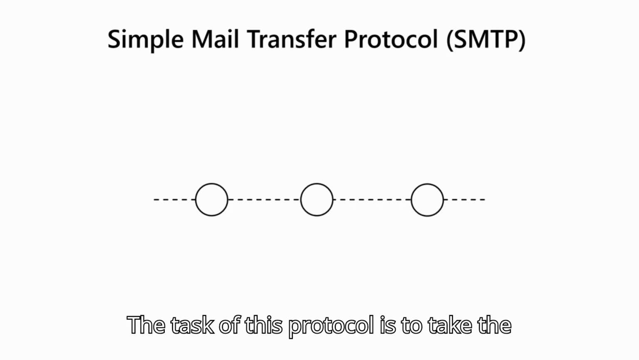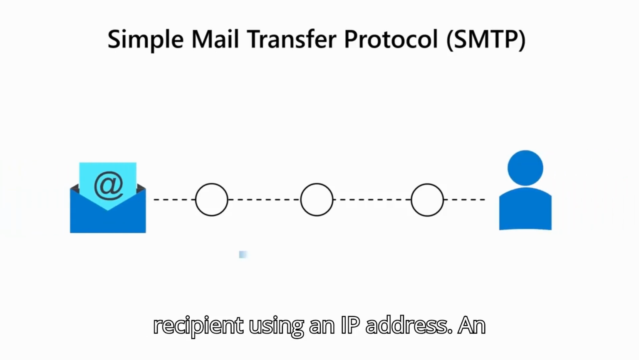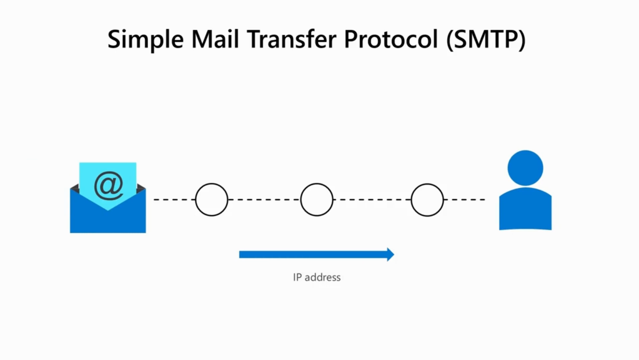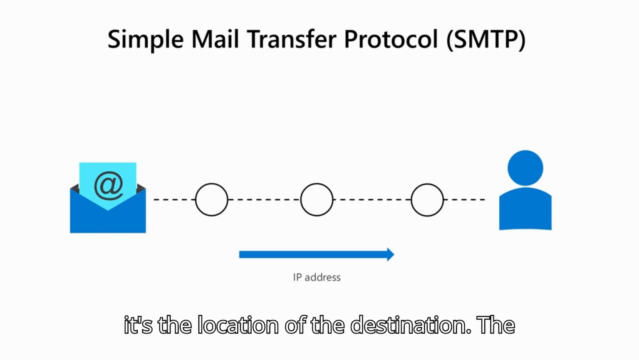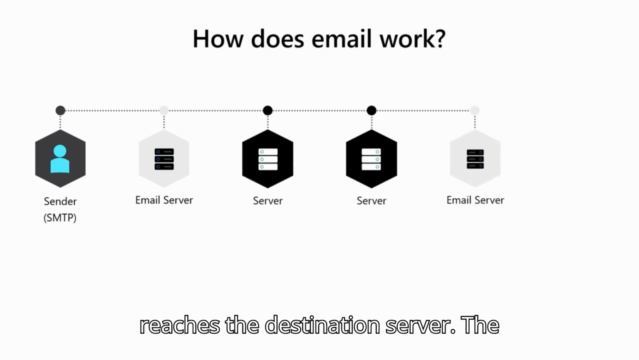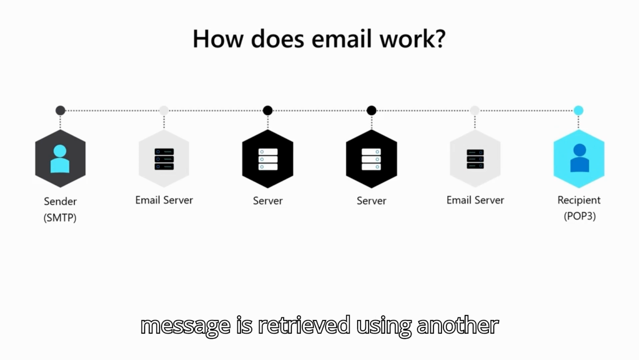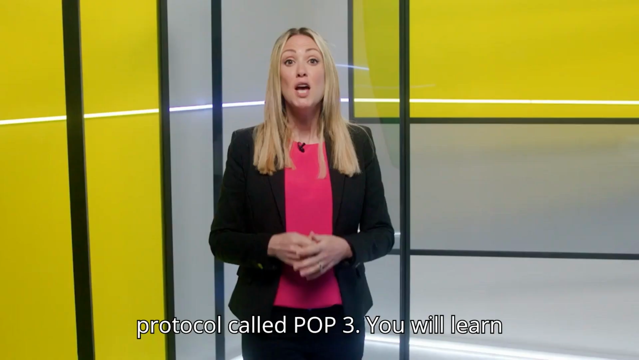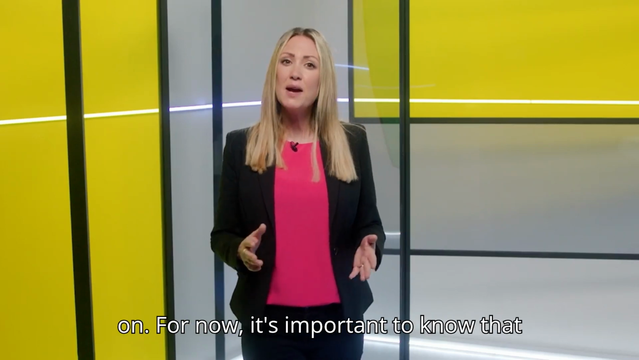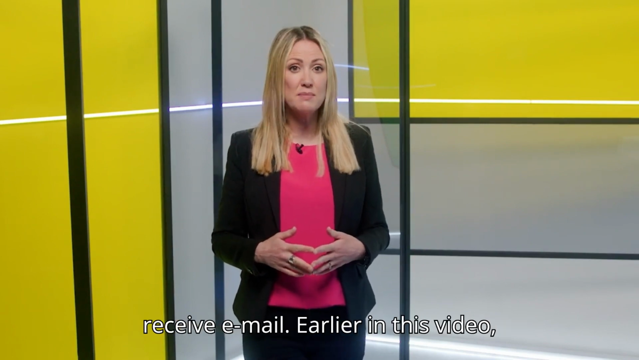The task of this protocol is to take the mail from the sender and direct it to the recipient using an IP address. An IP address is much like a postcode. It's the location of the destination. The email bounces between servers until it reaches the destination server. The recipient is then notified and the message is retrieved using another protocol called POP3. You will learn more about POP3 and SMTP later on. For now, it's important to know that they are the protocols used to send and receive email.